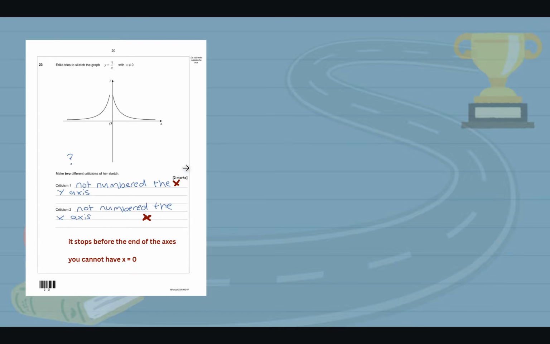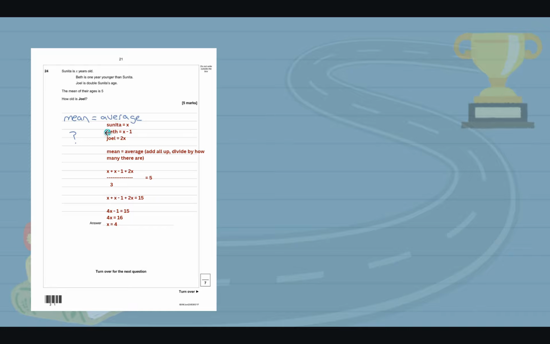This question says, Erika tried to sketch the graph y equals 1 over x with x is not equal to 0. Make 2 criticisms of the sketch. So one criticism we can have is that it stops before the end of the axis on this side here. It stops before the end here. And the other one is that you cannot have x equals 0 as it says directly in the question. But here they've put x as 0 on the graph.